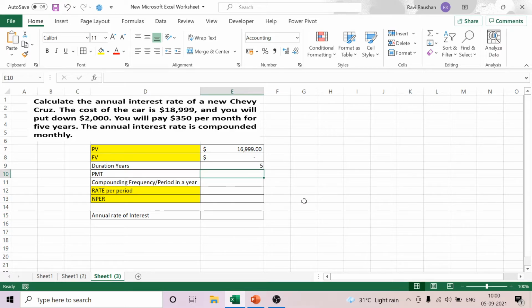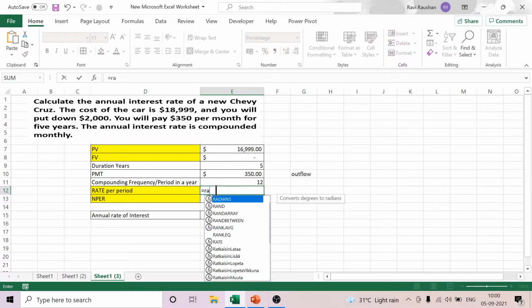PMT, you are paying 350 as installment per month. Remember, it's an outflow, it will go out. Compounding period, monthly they said, so it's 12. And the rate per period we are supposed to calculate, because once we calculate the rate per period, then you can calculate the annual rate of interest. So here NPER, let me calculate. NPER is your number of years and compounding frequency. It gives you 60. Now things become very simple.